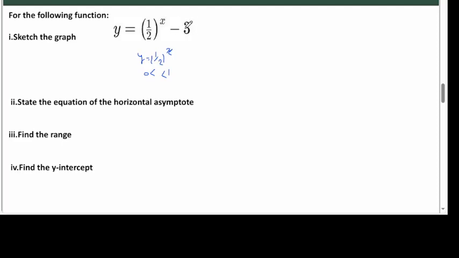Here is negative, so asymptote will become down 3 units. For initial function, the asymptote would be y equals 0. But here the asymptote would be y equals -3.